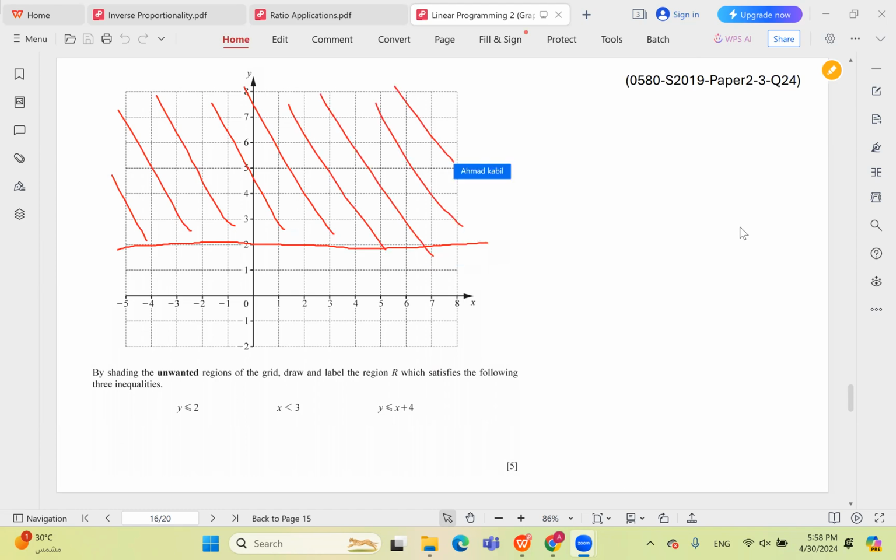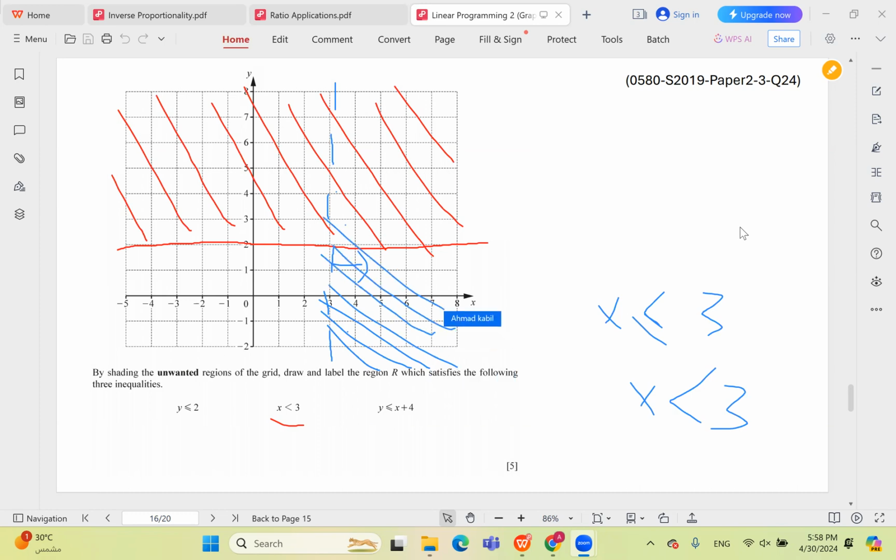Then x is less than 3. Remember, this is without an equality sign. It's not "or equal", it's only less than. So we have to draw a dashed line, not a solid line. So we have to draw a dashed line very carefully here. And we want to be less than this line, so we don't want to be greater. We don't want to be to the right of this line. So we would just shade beyond this line to the right, like this.